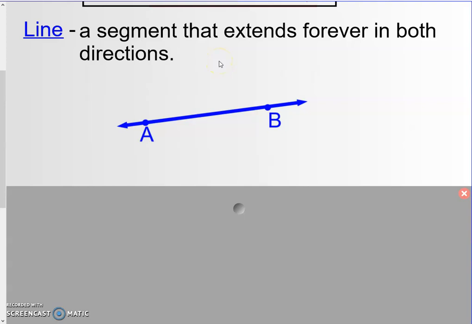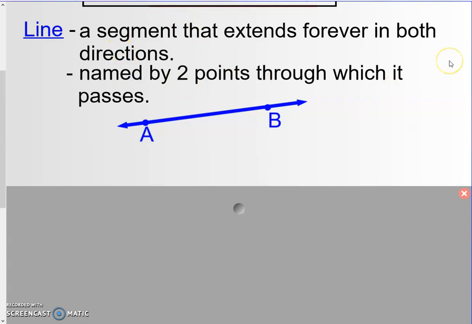So lines go forever. You know, when your teacher asks you in English class to underline a verb, that's really impossible because lines would go on forever in both directions. Now, when we talk about lines, we name those lines by 2 points through which the line passes. So you'll notice that this blue line passes through points A and B. And we would call this line AB.